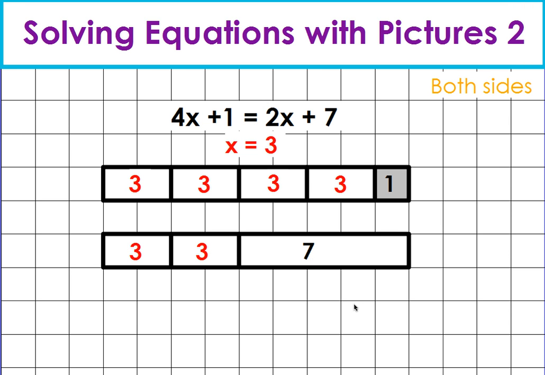3 is the only value that works for x. And that's how we're going to solve equations with unknowns on both sides. Well done guys, just squares and square roots to go.